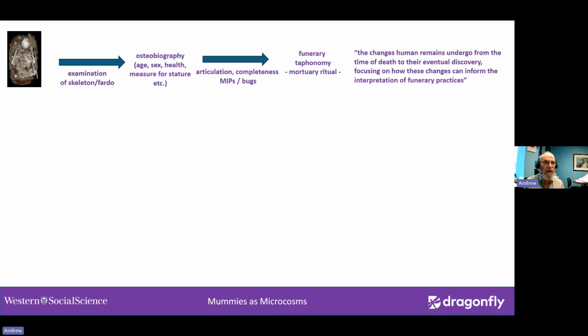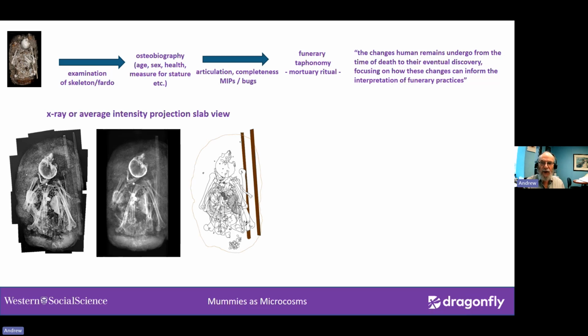So the funerary taphonomy, I've mentioned a couple times. Taphonomy is the changes that human remains undergo from the time of death to their eventual discovery. And so we want to understand that whole sequence of events so that we can better understand what we're looking at now, to understand what was there originally. And so what we do, the first step in understanding this is either to look at the X-ray or to do a slab view of the entire bundle, and then to do a drawing.